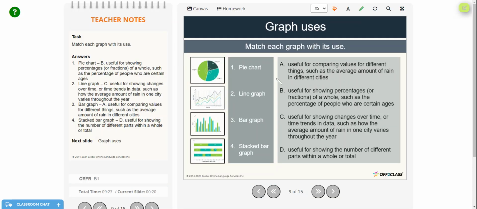So a pie chart is B, useful for showing percentages or fractions of a whole, such as the percentage of people who are certain ages. A line graph is C. It's useful for showing changes over time or time trends in data, such as how the average amount of rain in one city varies throughout the year. Bar graphs, A, is useful for comparing values for different things, such as the average amount of rain in different cities. And a stacked bar graph is D. It's useful for showing the number of different parts within a whole or total.